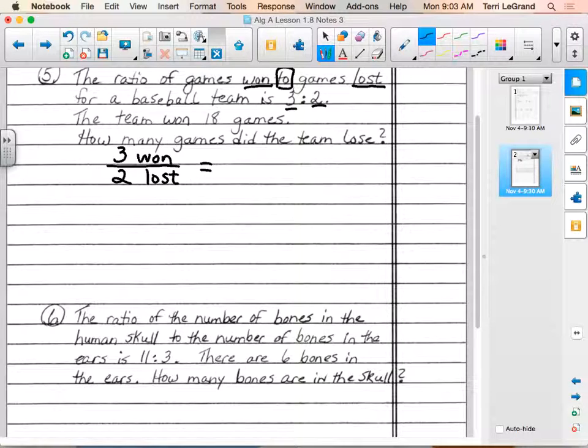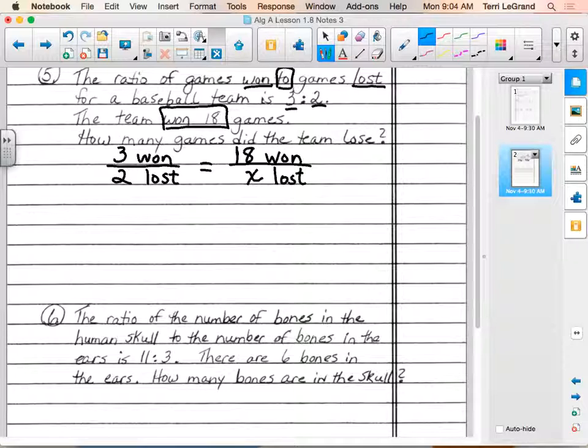And we are going to set up another ratio, so we'll put our equal sign. When we get our other ratio, we'll have our proportion. The other information they gave us is that the team won 18 games. So we want the 18 upstairs where the games won are in the other ratio. And we're trying to solve for how many the team lost, so we're going to call that x lost. We're solving for the games lost if they won 18.